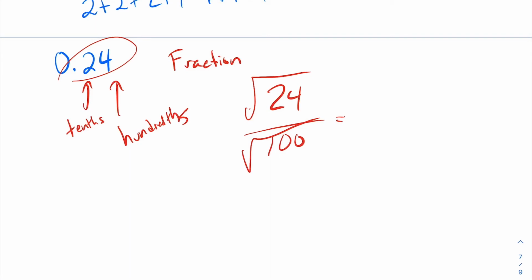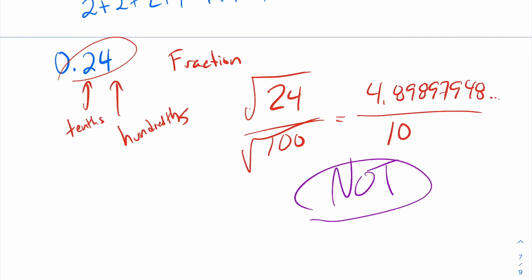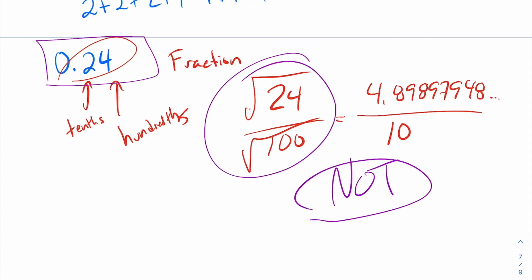When I square root 24, I get 4.89897948, and it goes on and on and on. When I square root 100, I get 10. Although one of them works, the other one doesn't, and so we know that this is not a perfect square. And so basically, just remember that whenever you get a decimal, you need to turn it into a fraction, square root the top and the bottom, and you're good to go.